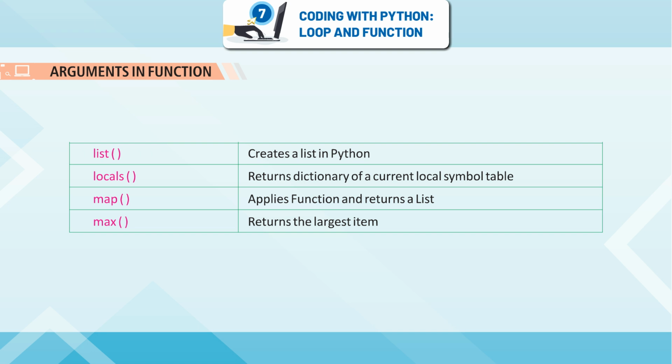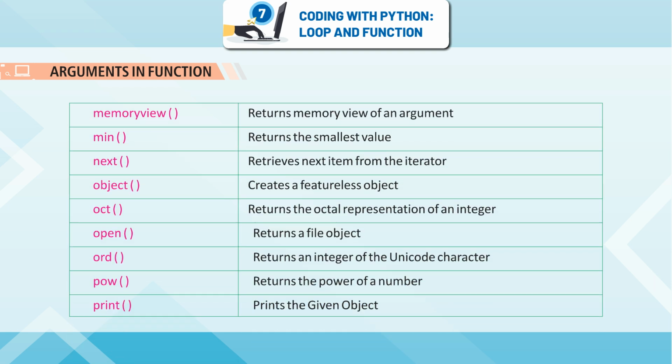list creates a list in Python. locals returns a dictionary of the current local symbol table. map applies a function and returns a list. max returns the largest item. memoryview returns a memory view of an argument. min returns the smallest value. next retrieves the next item from the iterator.